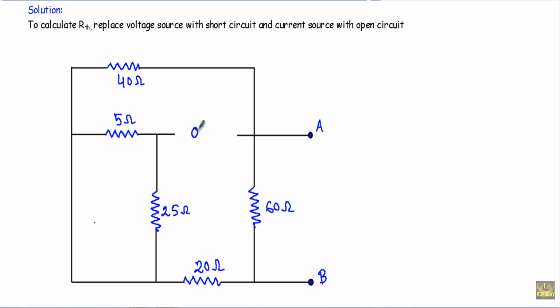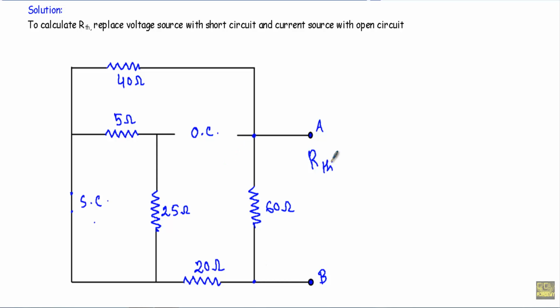See, I have replaced the current source with open circuit and the voltage source with a short circuit. Now what will be the total resistance? That will be denoted as RTH across this A and B terminal. We have to determine the resistance with respect to this terminal and this terminal.